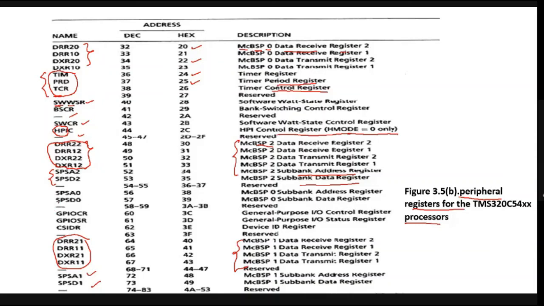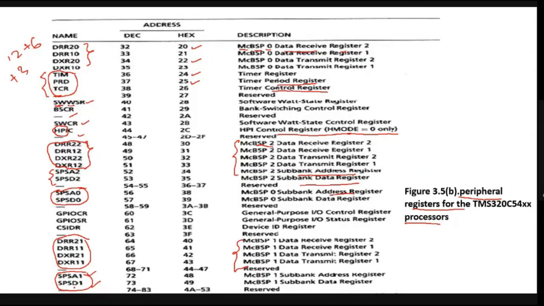And again, with respect to the sub-bank address register for multi-channel buffered serial port 0, and these two for multi-channel buffered serial port 1, and this one is for multi-channel buffered serial port 0. MCBSP 0, MCBSP 1, and MCBSP 2 each have 4. So here, this is 4, 4 plus 4, 4 plus 4, totally 12. And for that, again, the address and data registers are 6. And for the timer we have 3: TIM, PRD, and TCR.